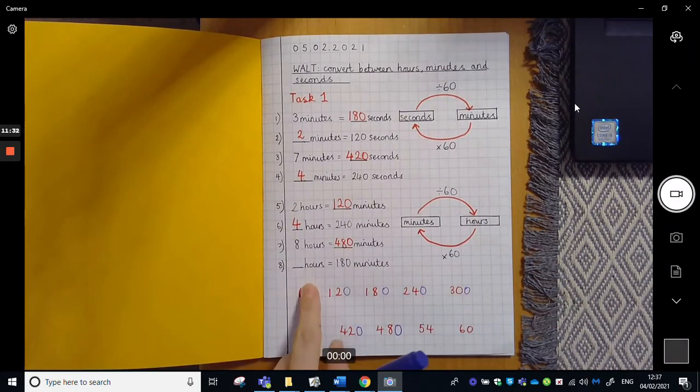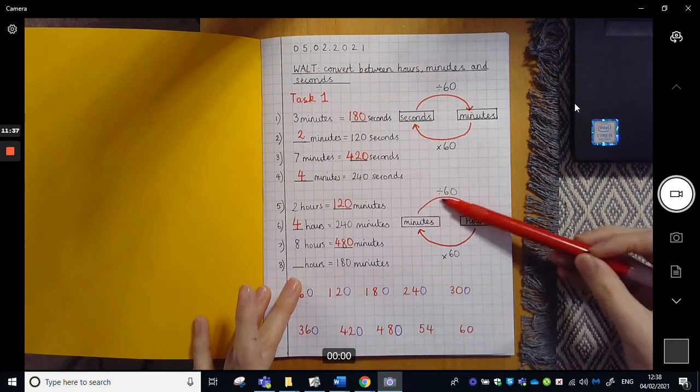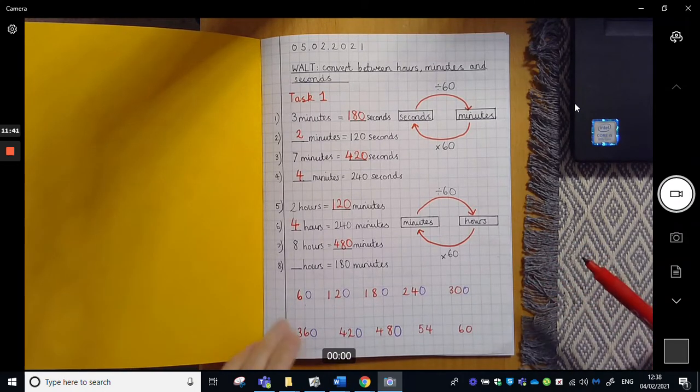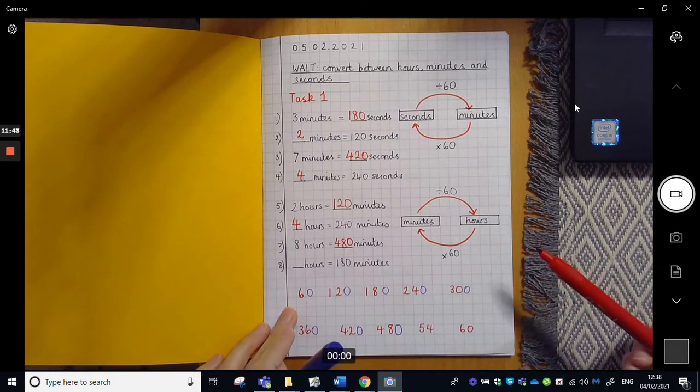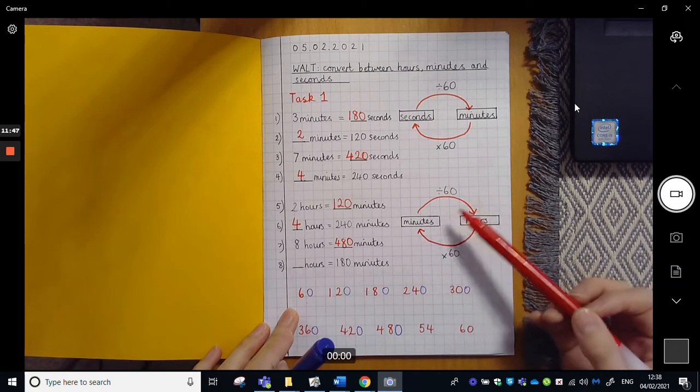Okay, and finally, just one more example. So this time I've got my minutes, 180 minutes. I'm trying to find the hours. So my calculation is going to be what? So from minutes to hours, it's 180 divided by 60.